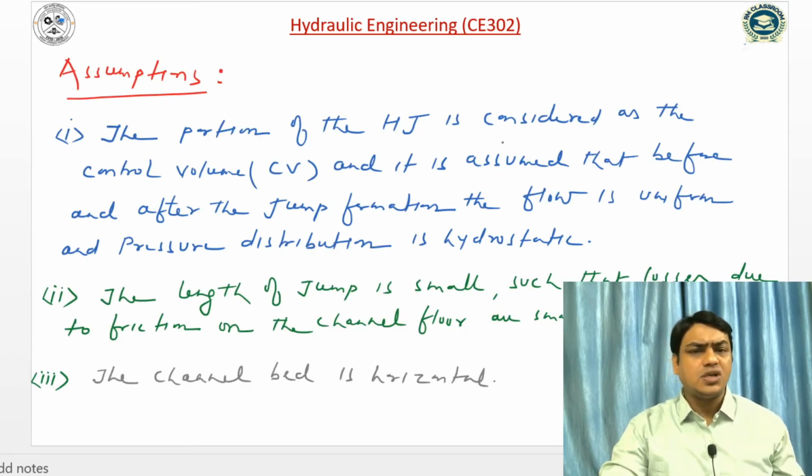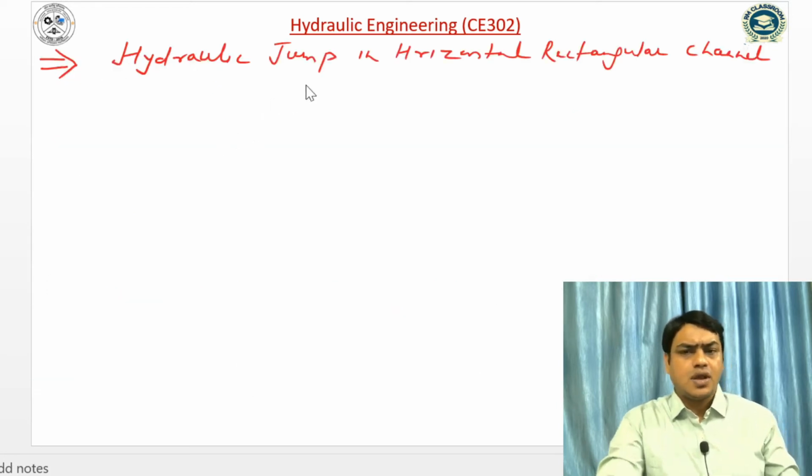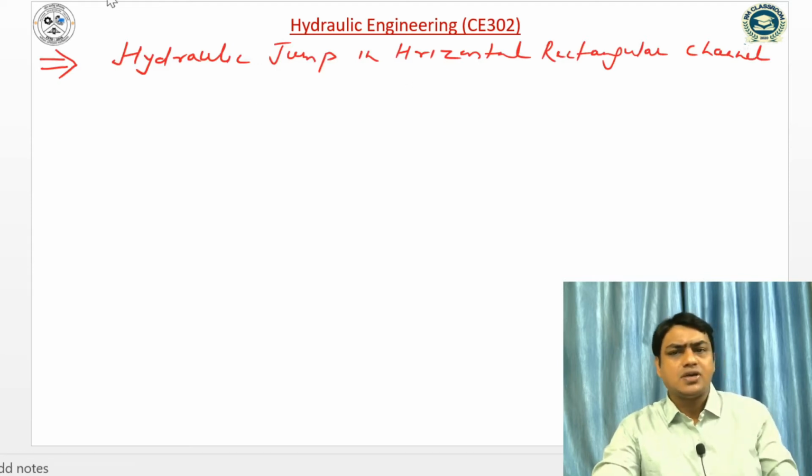The portion of the hydraulic jump is considered as the control volume, and it is assumed that before and after the jump formation, the flow is uniform and the pressure distribution is hydrostatic. Similarly, the second assumption is that the length of the jump is small, such that losses due to friction on the channel floor are small, and the channel bed is horizontal. So I am going to derive the relationship for a hydraulic jump in a horizontal rectangular channel.